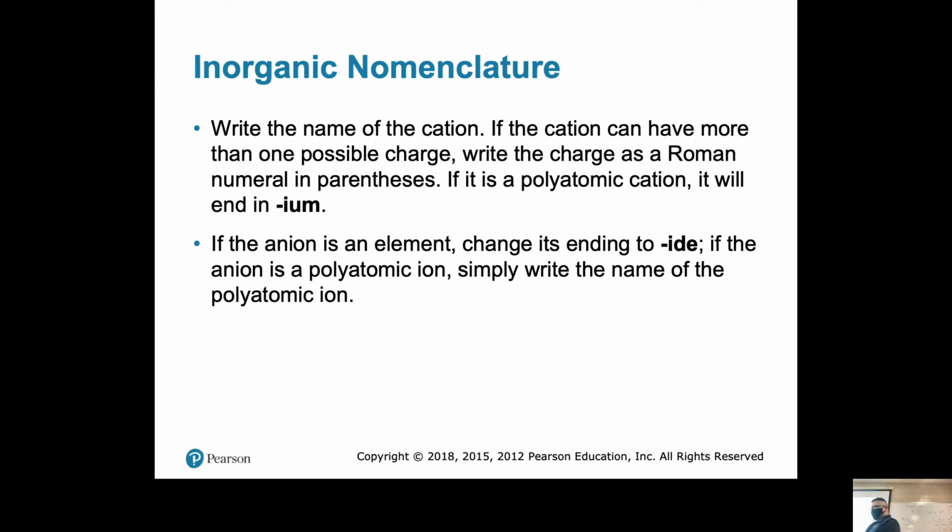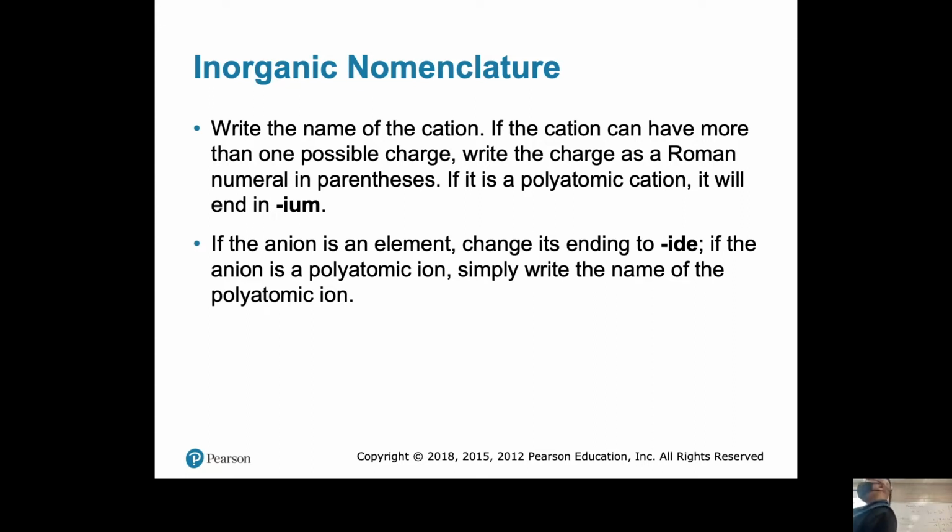Like we said last week already, for inorganic nomenclature, which is the ions, it's always going to be the metal first and then the nonmetal. So write the name of the cation. Sodium would be a cation. If the cation can have more than one possible charge, write the charge as a Roman numeral. Iron has more than one charge, cobalt has more than one charge. Anything in the transition group right here has more than one charge. So when you see any element from the transition metals, it will always have a Roman numeral behind it to tell you what charge it is.